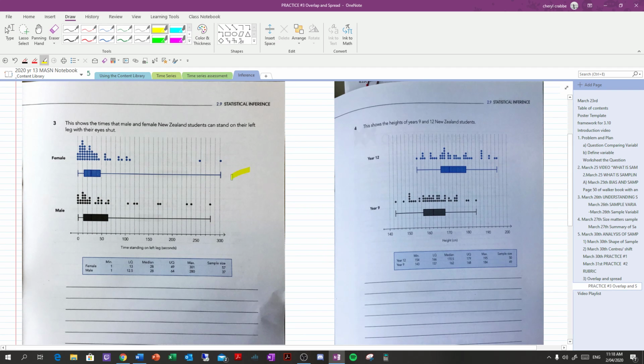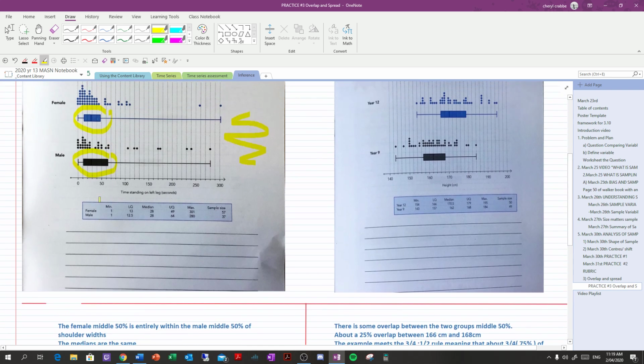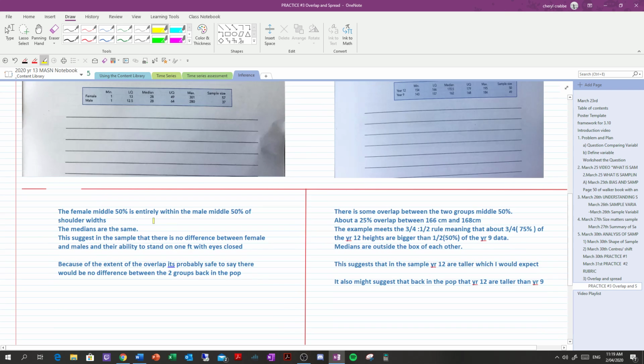here on this side, where you've got the female middle 50% completely within the middle 50% of the males. And I want you to be able to tell me what that kind of suggests in the sample and back in the population. So what I said was the female middle 50% is entirely within the male middle 50% of shoulder widths. The medians are the same. And what that suggests is that in the sample there is no difference between the females and males in their ability to stand on one foot with eyes closed. I mean, that's what it's telling you.